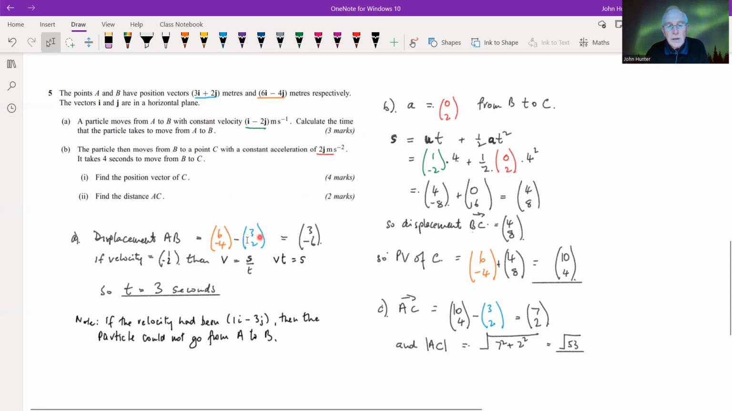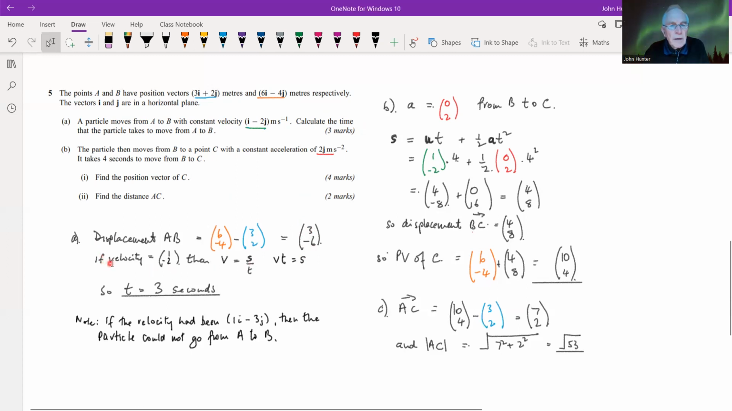then it's the displacement. The displacement is a vector. Then it's just the difference between these. So 6 minus 3, and minus 4 minus 2 is minus 6. So that's what it's done. It has gone 3 in the i direction and minus 6 in the j direction.